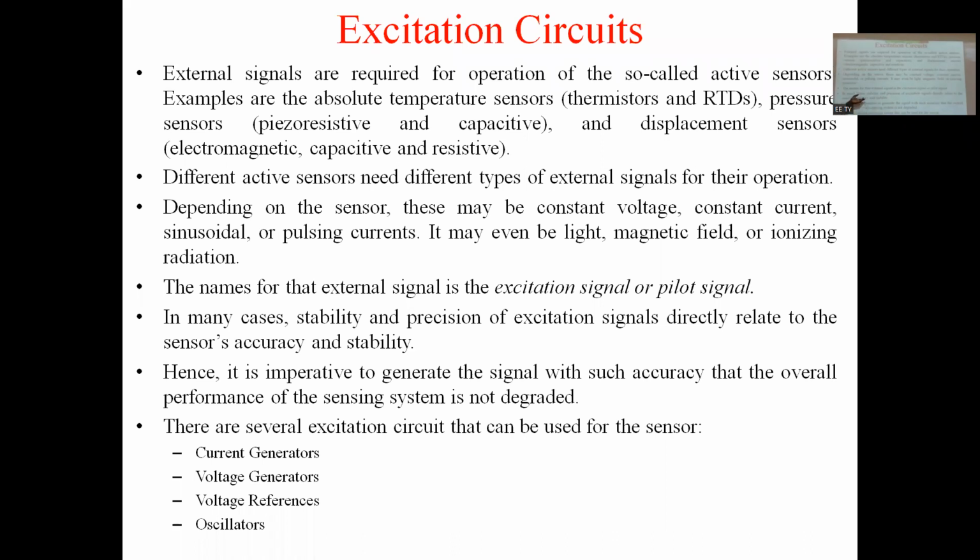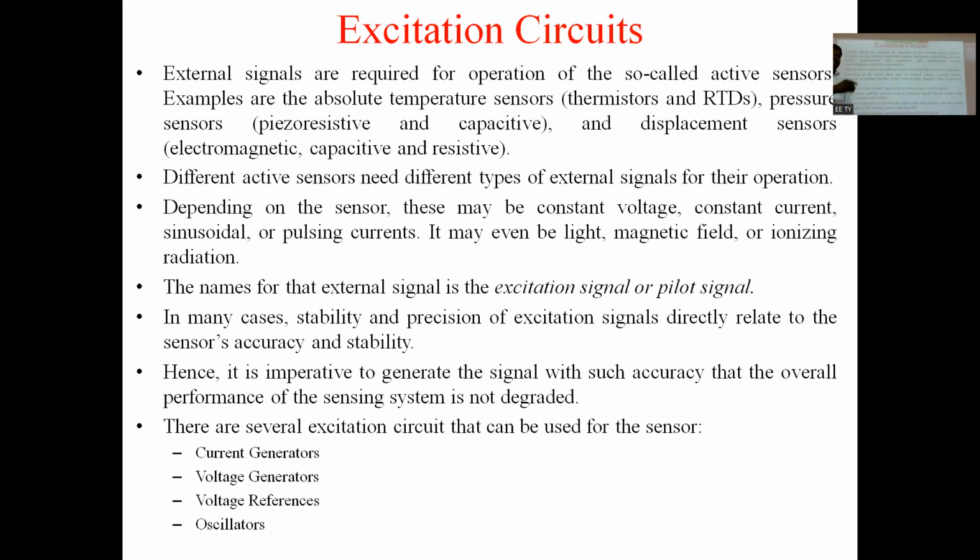Sensor ची stability किंवा sensor ची accuracy कशावरती depend राहील? Precision of excitation as well as stability of excitation. जर आपण दिलेले excitation stable नसेल, it may be variable, and that sensor does not require a variable one, so its accuracy may change. So depending upon the excitation signal, it is directly related to the accuracy and stability of the sensor. Hence it is imperative to generate the signal with such accuracy that the overall performance of the sensing system is not degraded.